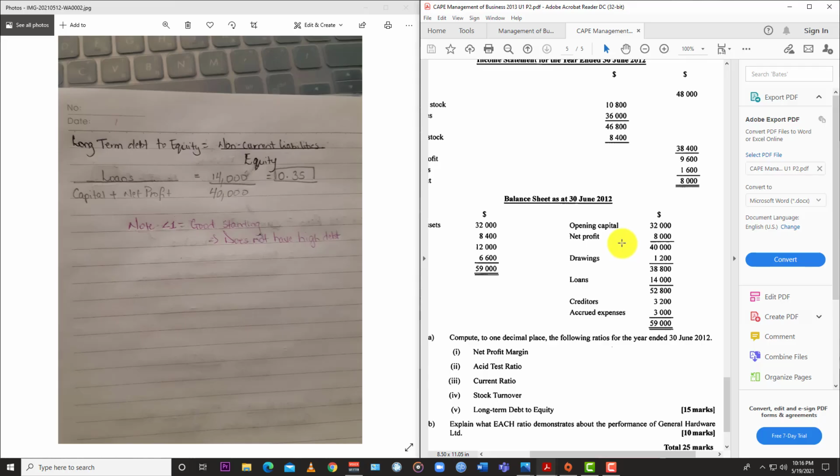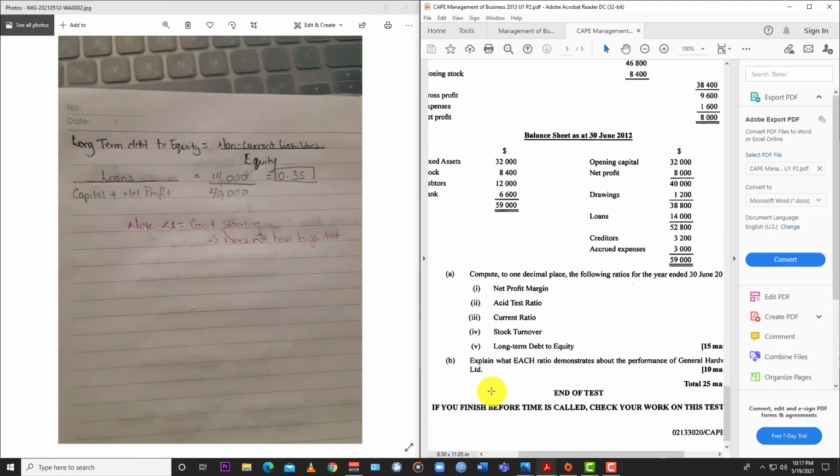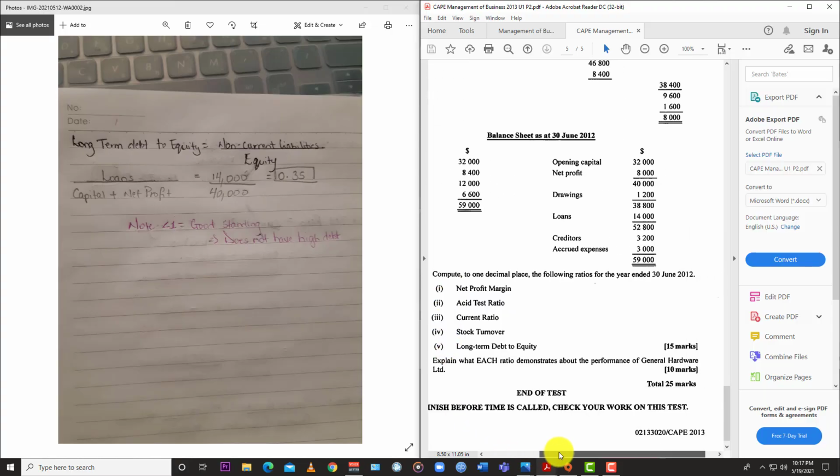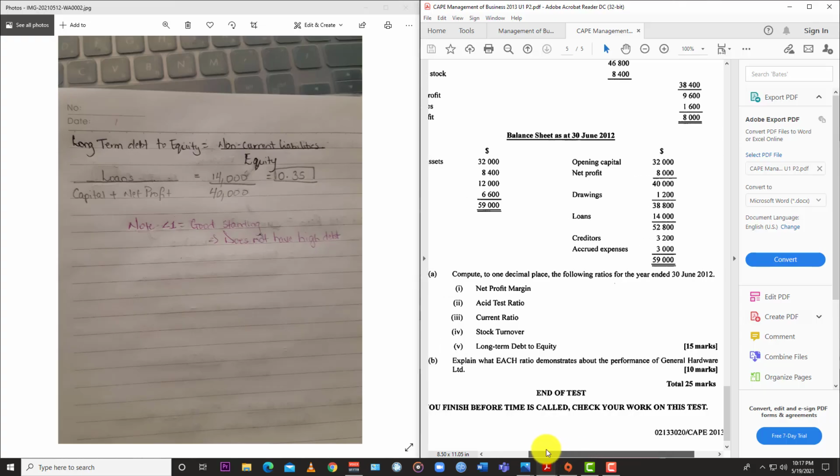So your capital is right here, 32,000, and your net profit is 8,000. When you combine them, you get 40,000. So it is the loan, which is 14,000 over the 40,000, and you get 0.35. Right? So that's part 1 of this question right here. Part 1.